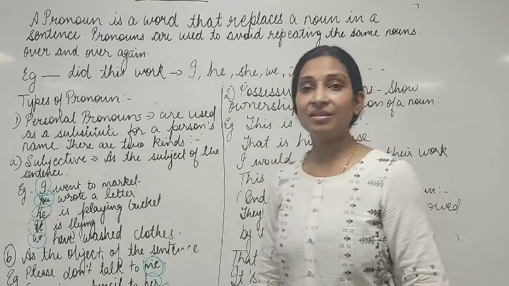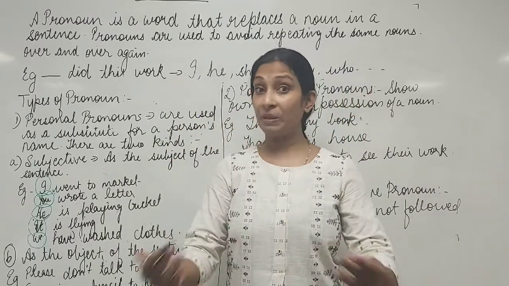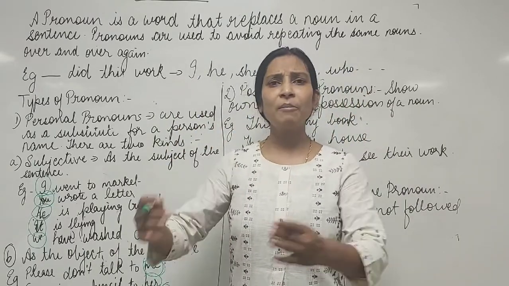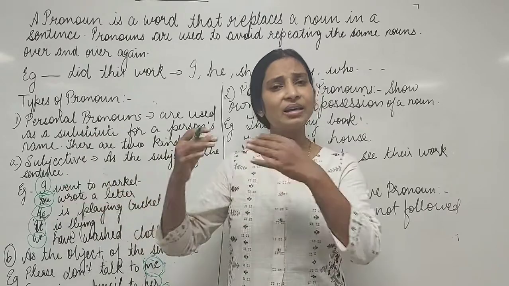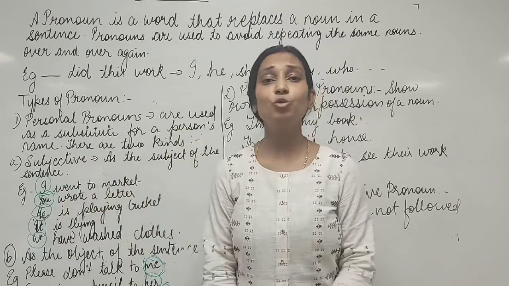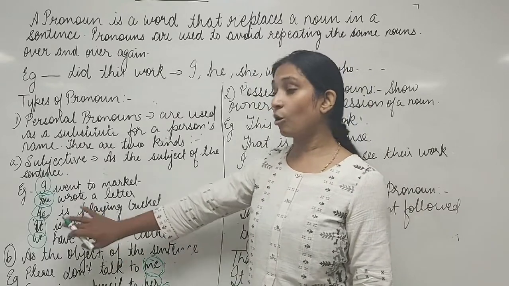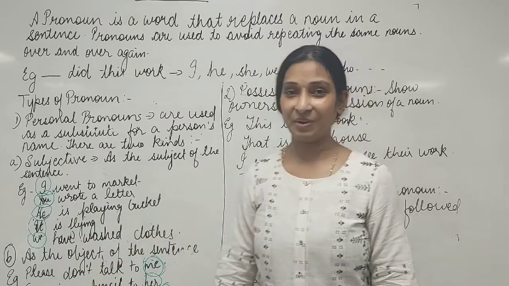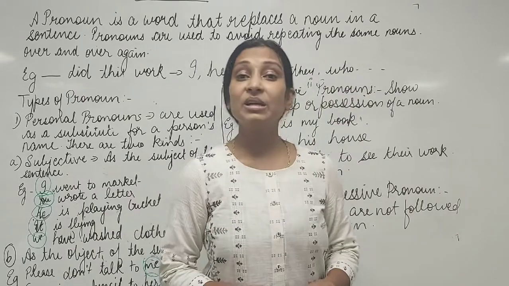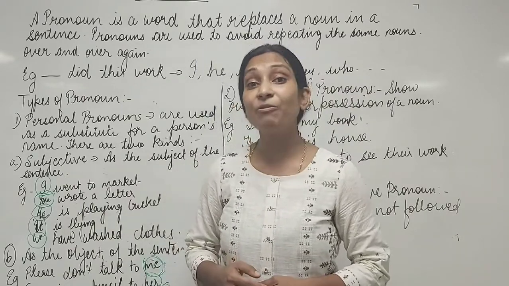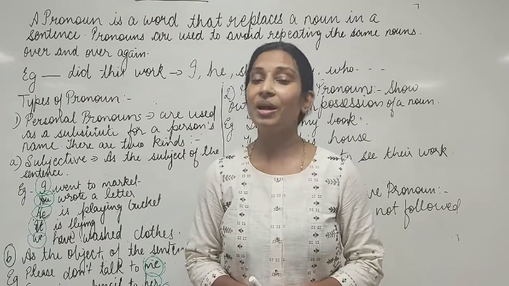Don't look at them. Them can be a few people. Don't look at Ramesh, Dipesh, etc. But instead of those names, I have used the word them at the end of the sentence. So it is an objective personal pronoun. So I hope personal pronouns and the kinds of personal pronouns are clear to everyone.